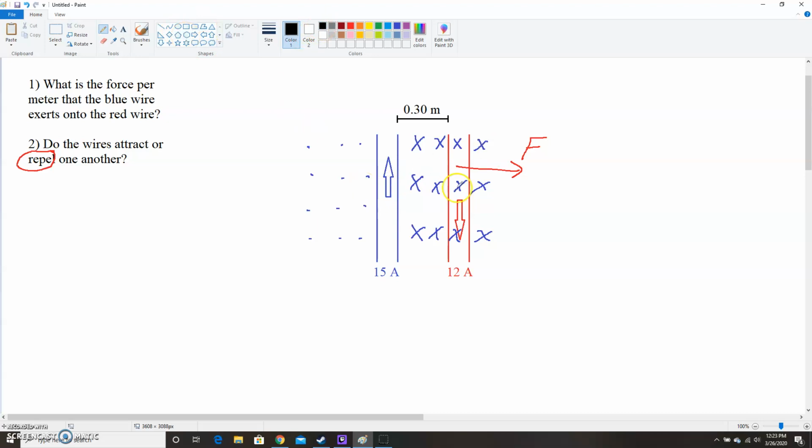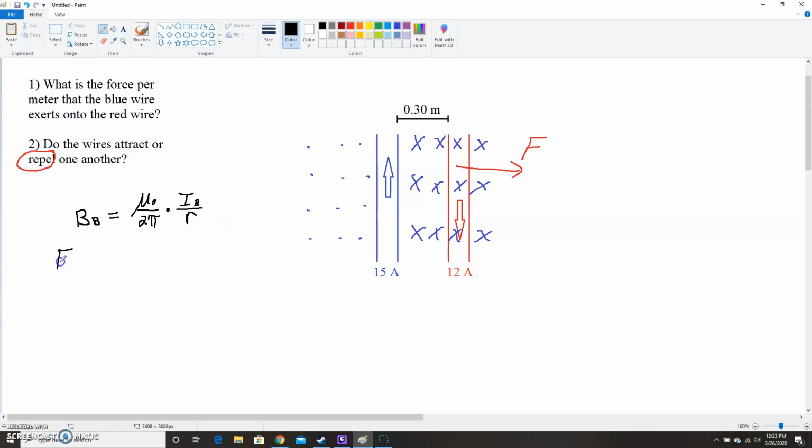Now, as for how strong that force is, let's take a look at the magnetic field created by the blue wire, B blue. That will equal mu naught over 2 pi times current blue over, I'll make that a capital B as well, R.